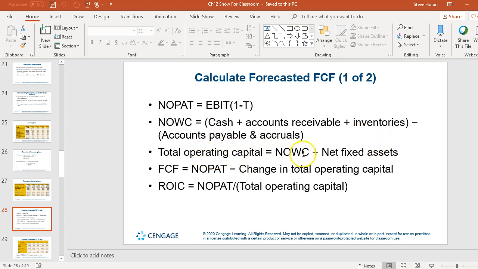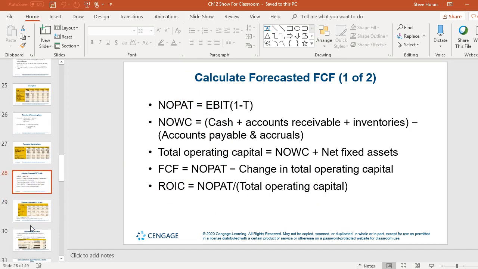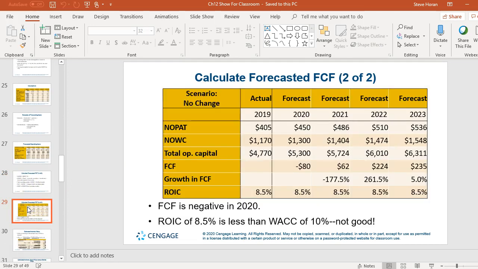So total operating capital then is my net operating working capital plus net fixed assets. And my free cash flow is my NOPAT minus my change in net operating capital. And then my return on invested capital, ROIC, is my NOPAT divided by total operating capital. Okay, so that's how I do the free cash flow, which they'll show us here on slide 29.